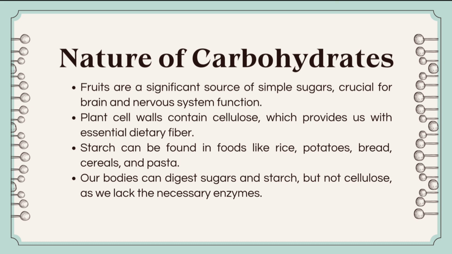Plant cell walls contain cellulose, which provides us with essential dietary fiber. And starch can be found in foods like rice, potatoes, bread, cereals, and pasta. Our bodies can digest sugars and starch but not cellulose because we lack the necessary enzymes.